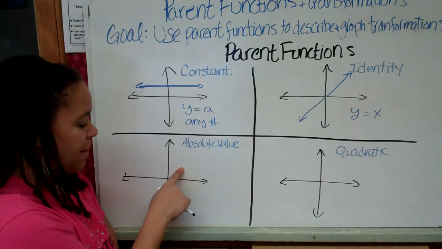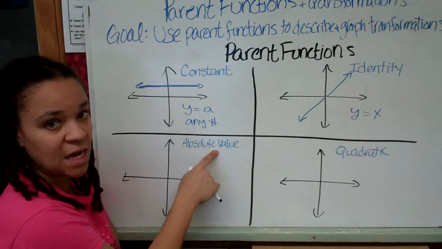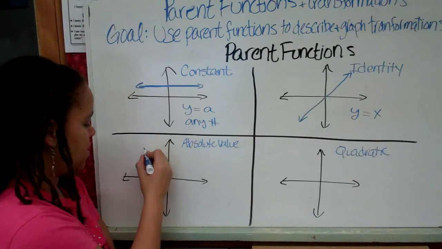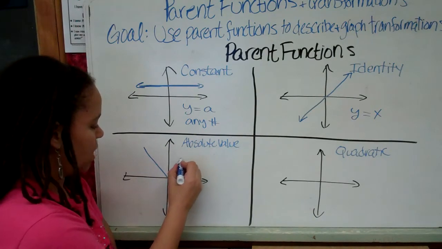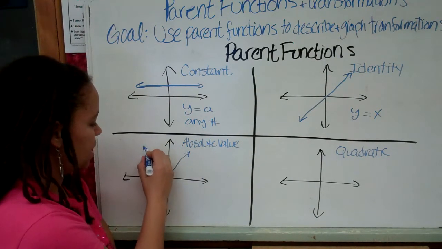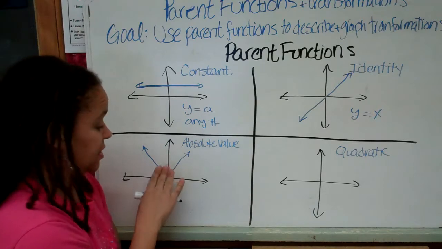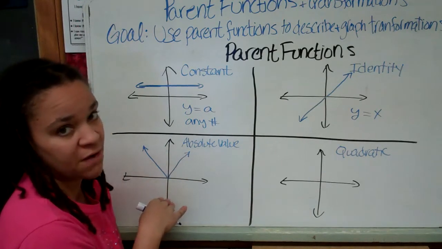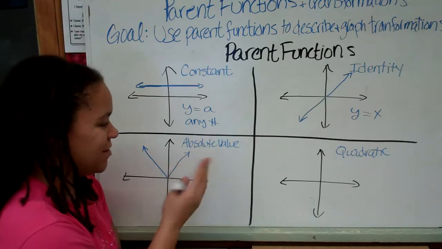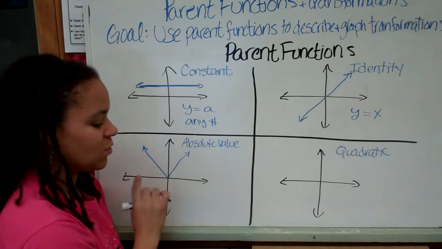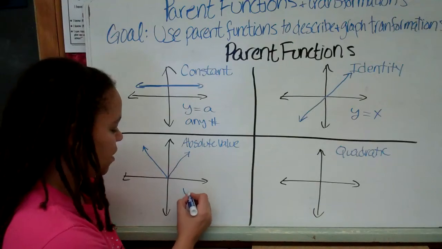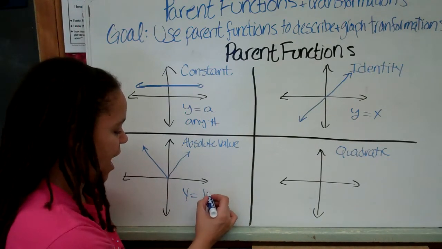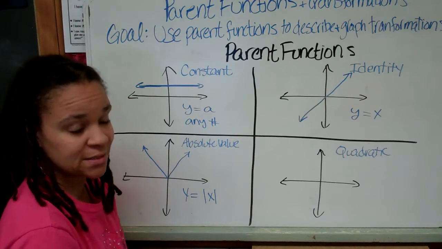Next we have the absolute value function, and the V helps you remember what the graph looks like. It's a V that goes right through the origin and comes back up. Notice it doesn't go below, so when we talk about range later on, there are no negative values here, because absolute value makes things positive, so it makes sense when we look at the graph. The equation here is y equals the absolute value of x.